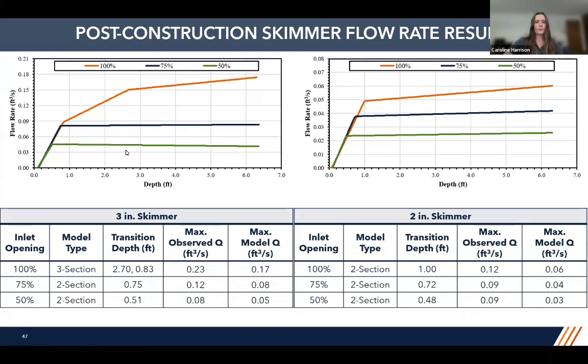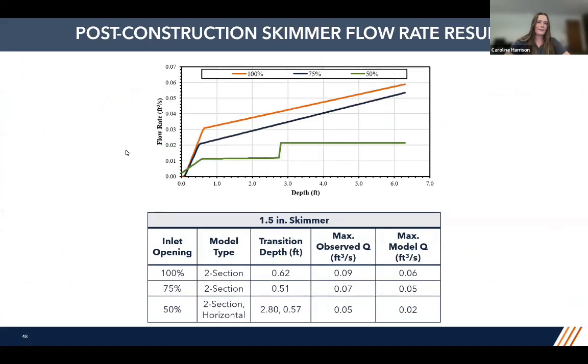Going into our smaller post-construction skimmers now, just a reminder, all of these were tested with the ventilation pipe, and these had that circular orifice. For our 3-inch skimmer, for 100% open, we used a 3-section model. For the 75% and 50%, we used two section models. Our max observed flow rate here was about 0.2 CFS. For our 2-inch skimmer, we used two section models across the board for all of our inlet openings. Our maximum observed flow here was about 0.1 CFS.